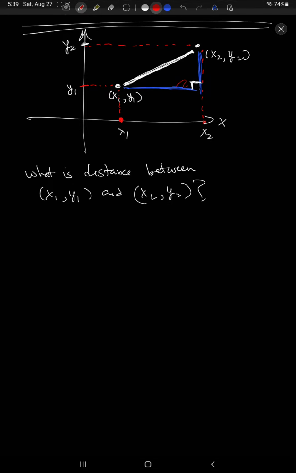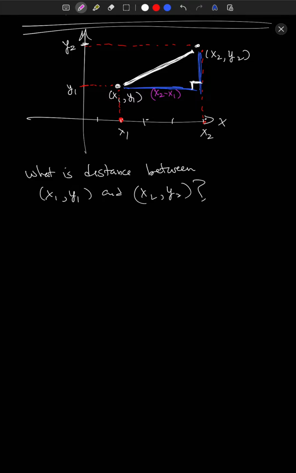The horizontal length: x1 is here, x2 is here, so the distance between them is x2 minus x1. Just imagine if x1 were 2 and x2 were 5. Then I would have a mark here, another mark here, 2, 3, 4, 5. What's the distance between them? 1, 2, 3. What is 3? It's exactly 5 minus 2. So this side length down here is exactly x2 minus x1.